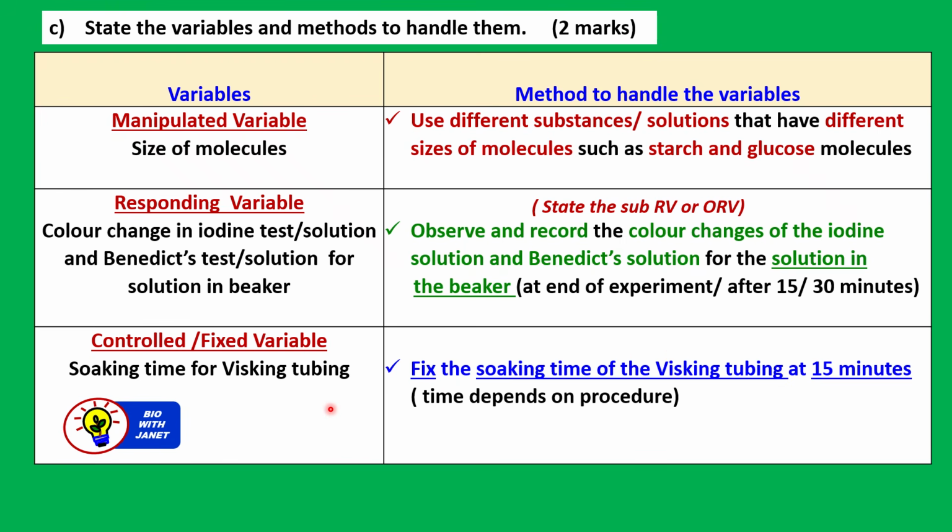Now, how about surrounding temperature? For surrounding temperature, it's not so clear because you didn't go and measure the temperature in the lab, right? So if you were to write that, I would suggest you just write fix the surrounding temperature at room temperature, which is about 28 degrees Celsius. Fix the surrounding temperature of the experiment at room temperature, which is 28 degrees Celsius. But I would prefer you to write this one down: the soaking time for the Visking tubing in the beaker.